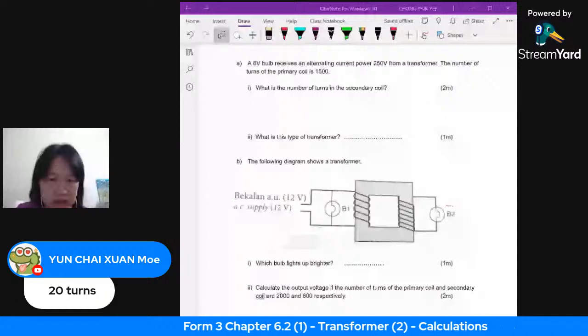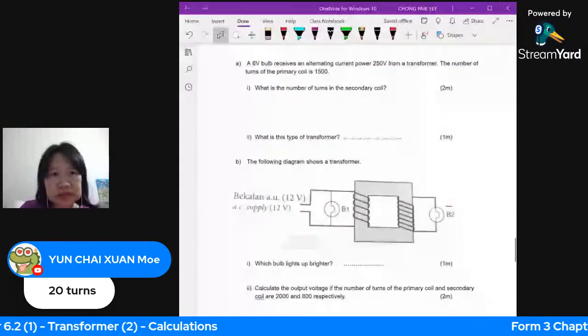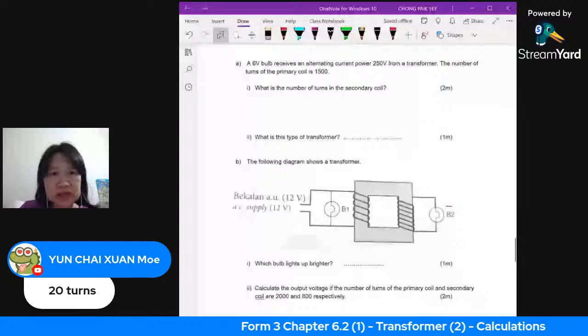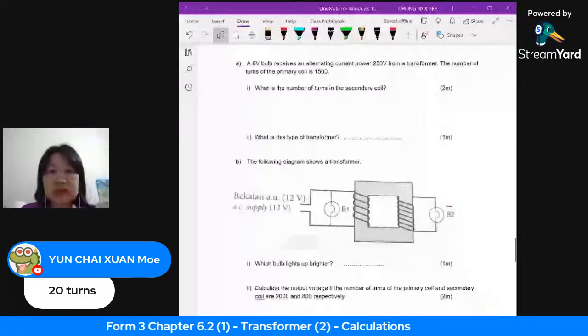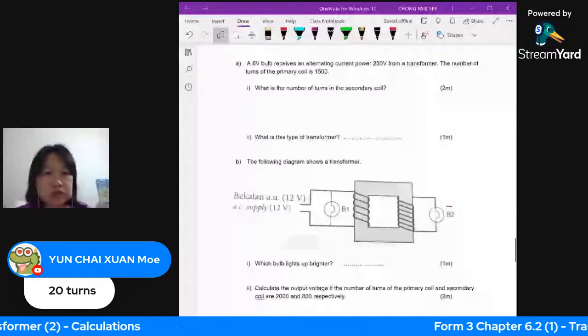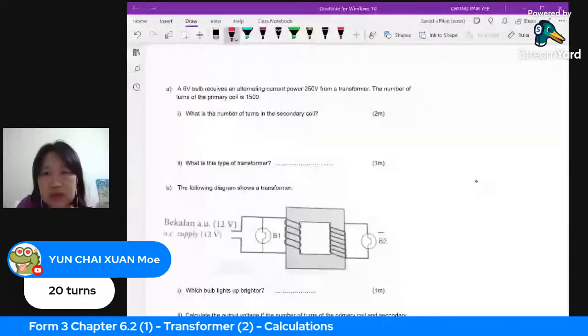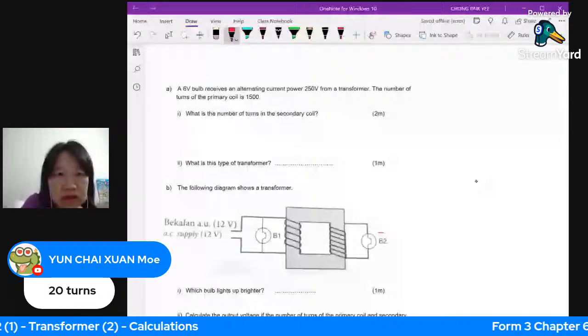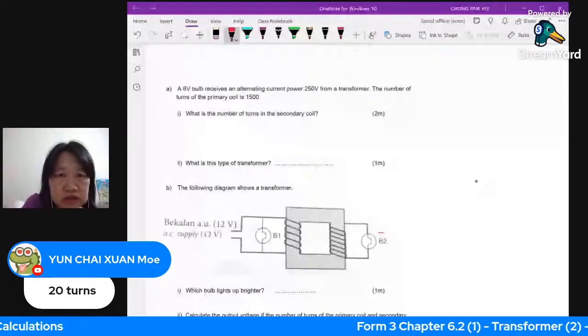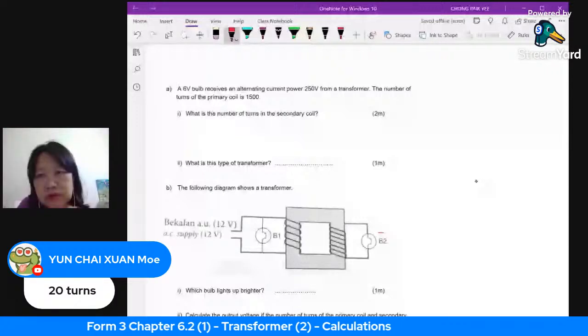Let's try this. A 6-volt bulb receives an alternating current power of 250 from a transformer. So here again the formula. Now no diagram here. Again, if there's no diagram, it helps for you to draw. So you can just draw a simple transformer diagram. You draw on one side the source, alternating current power. So source here is 250. 250 will have more coils.